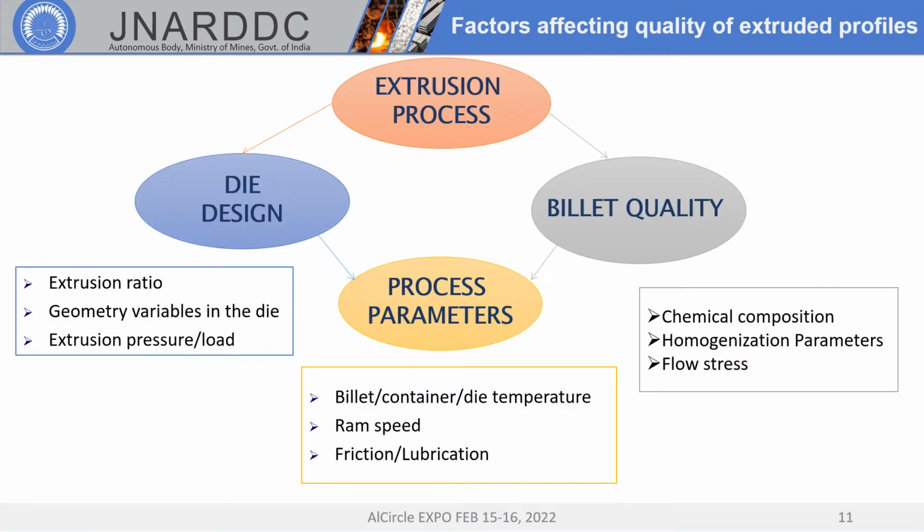There are three major factors affecting the quality of extruded profiles. Billet quality, the homogenization and chemical composition of the billet, influence the flow stress of the material, and also the process parameters: billet, container, die temperatures, ram speed, friction and lubrication at various interfaces. Coming to the die design, extrusion ratio, geometry variables in the die, extrusion pressure or load are the major parameters.